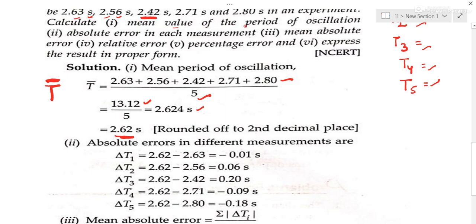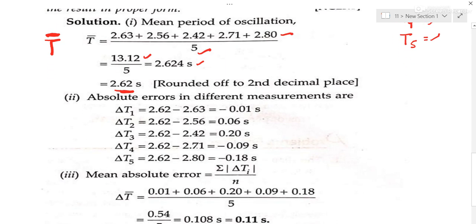Mean value of period of oscillation is ready. Now absolute error in each measurement. So we have seen a first question similar to this.